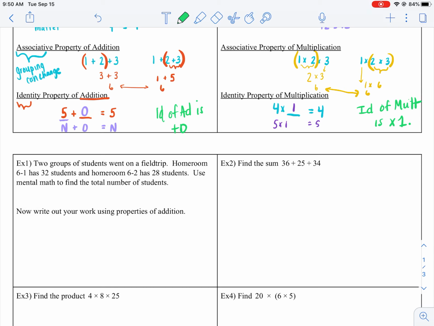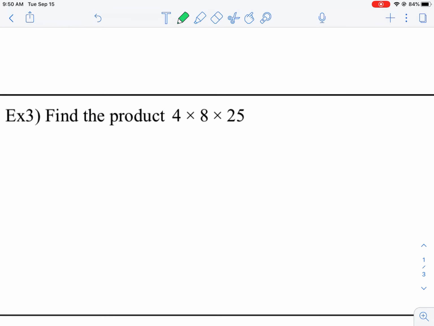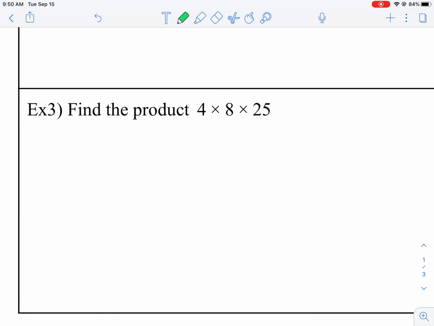Now, this is really helpful for our mental math. When we know these properties, we know that our mental math will be easier, okay? So the question I want to do as an example is example 3. If we were just to multiply right in a row, 4 times 8 and then multiply by 25, which is happening here, it's telling us multiply these two because they come first, and then whatever you get, multiply by 25.